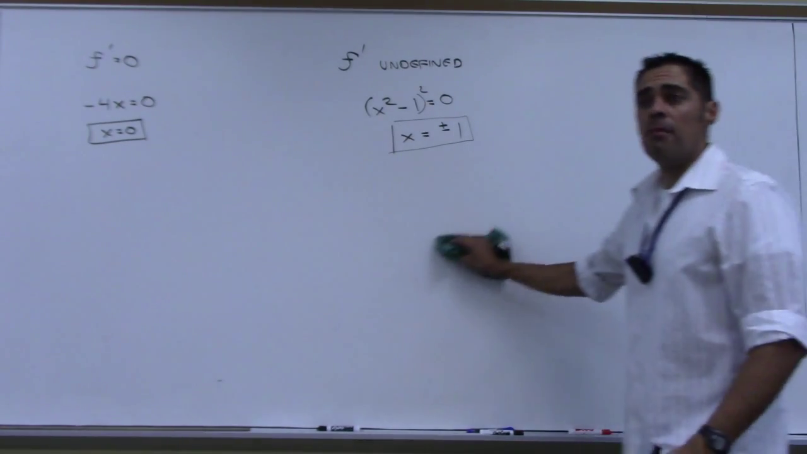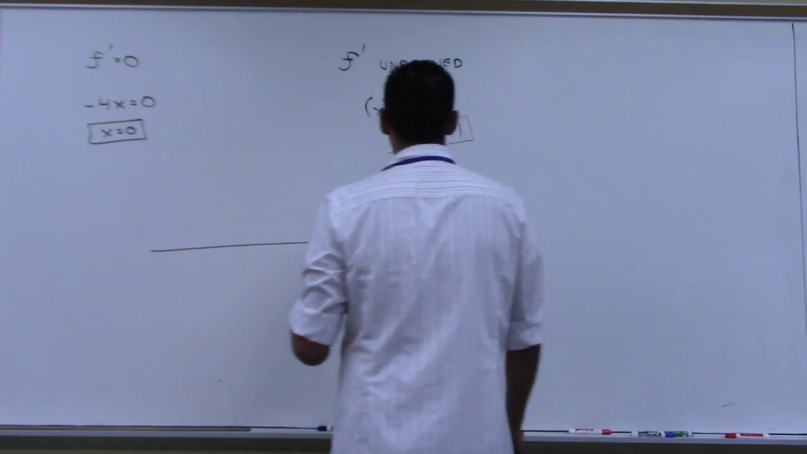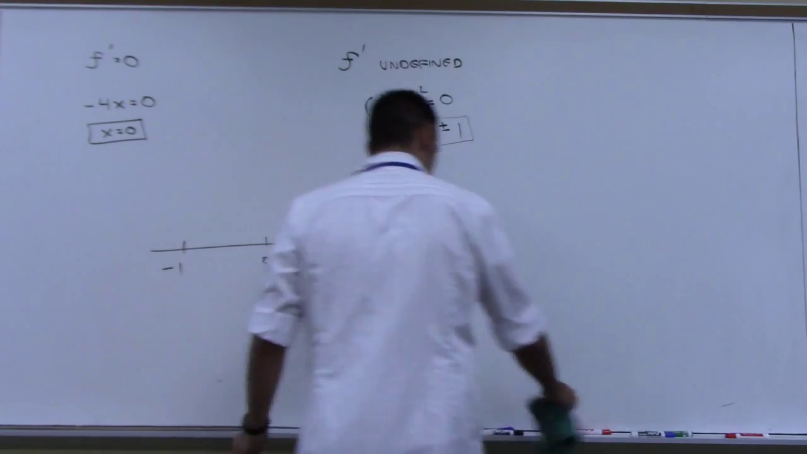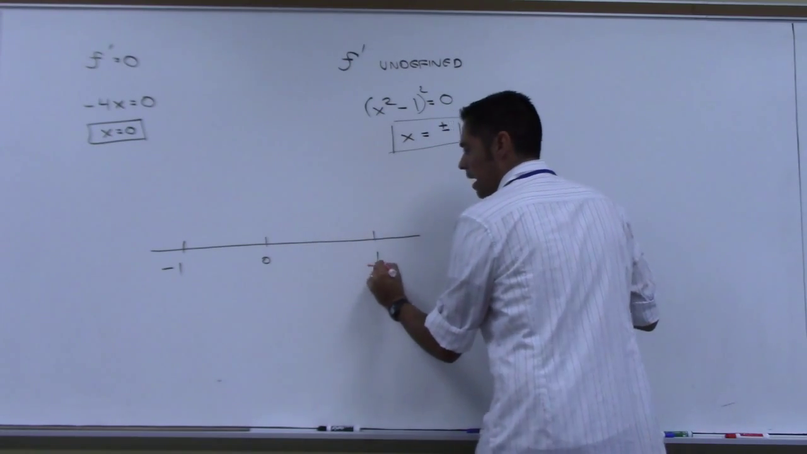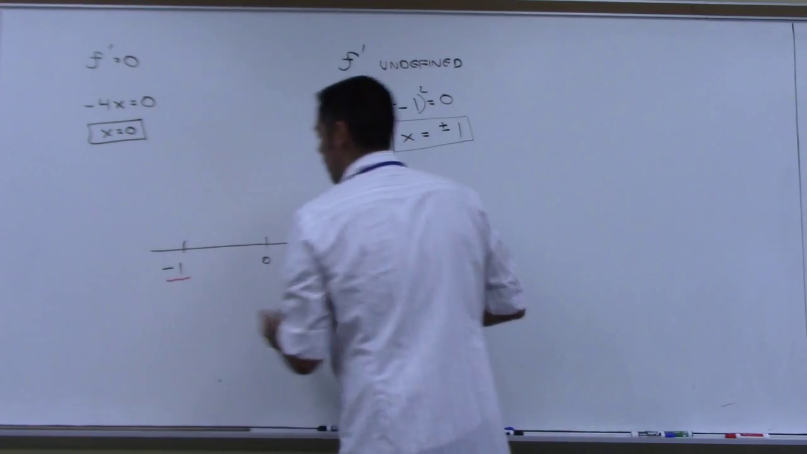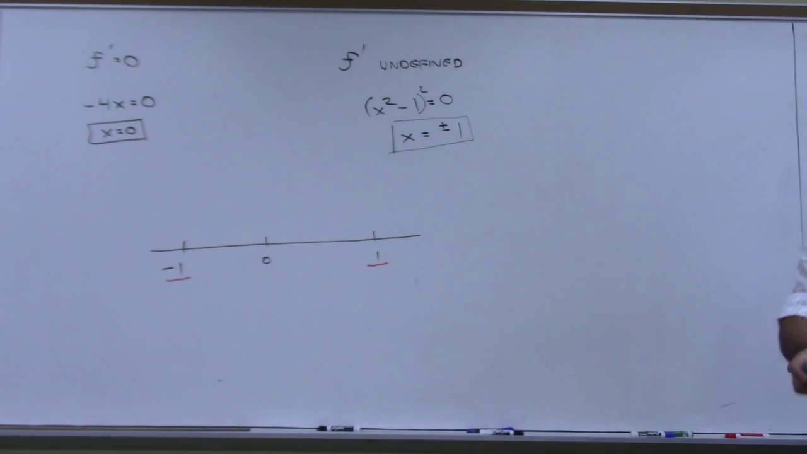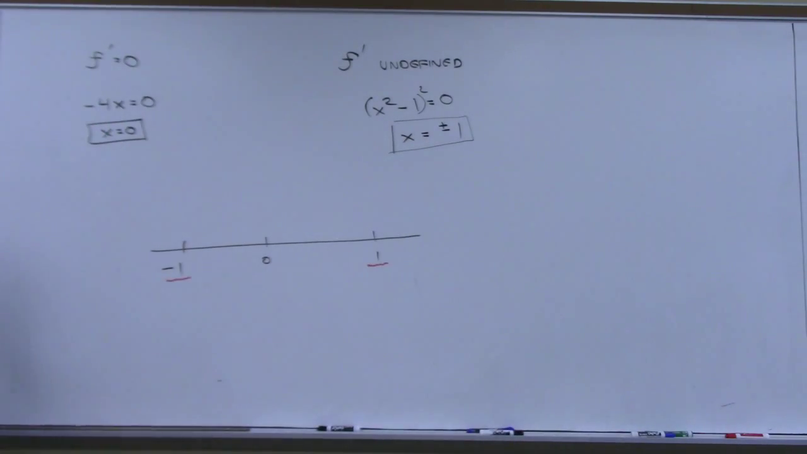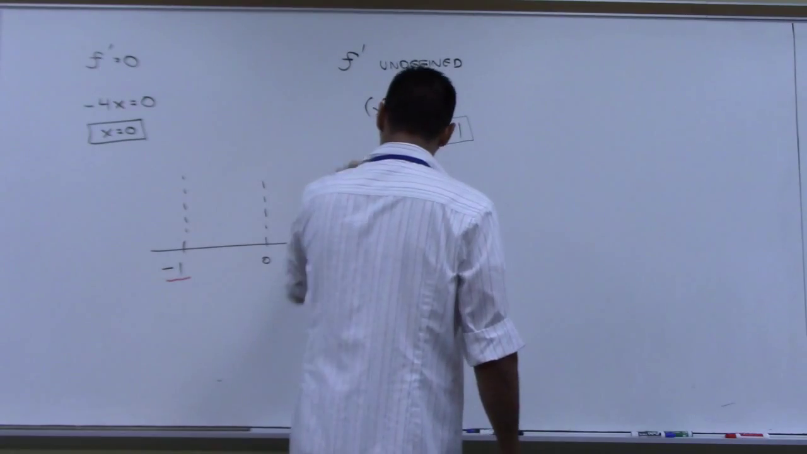All right, so now I'm going to draw a number line, and I'm going to put these points on here. 0, 1, negative 1. Now, I'm going to do something here I haven't done, just to point out to you. Put a little red squiggly underneath the 1 and the negative 1. Why? Those are my asymptotes. I do not have points on my graph there, do I? So remember that.